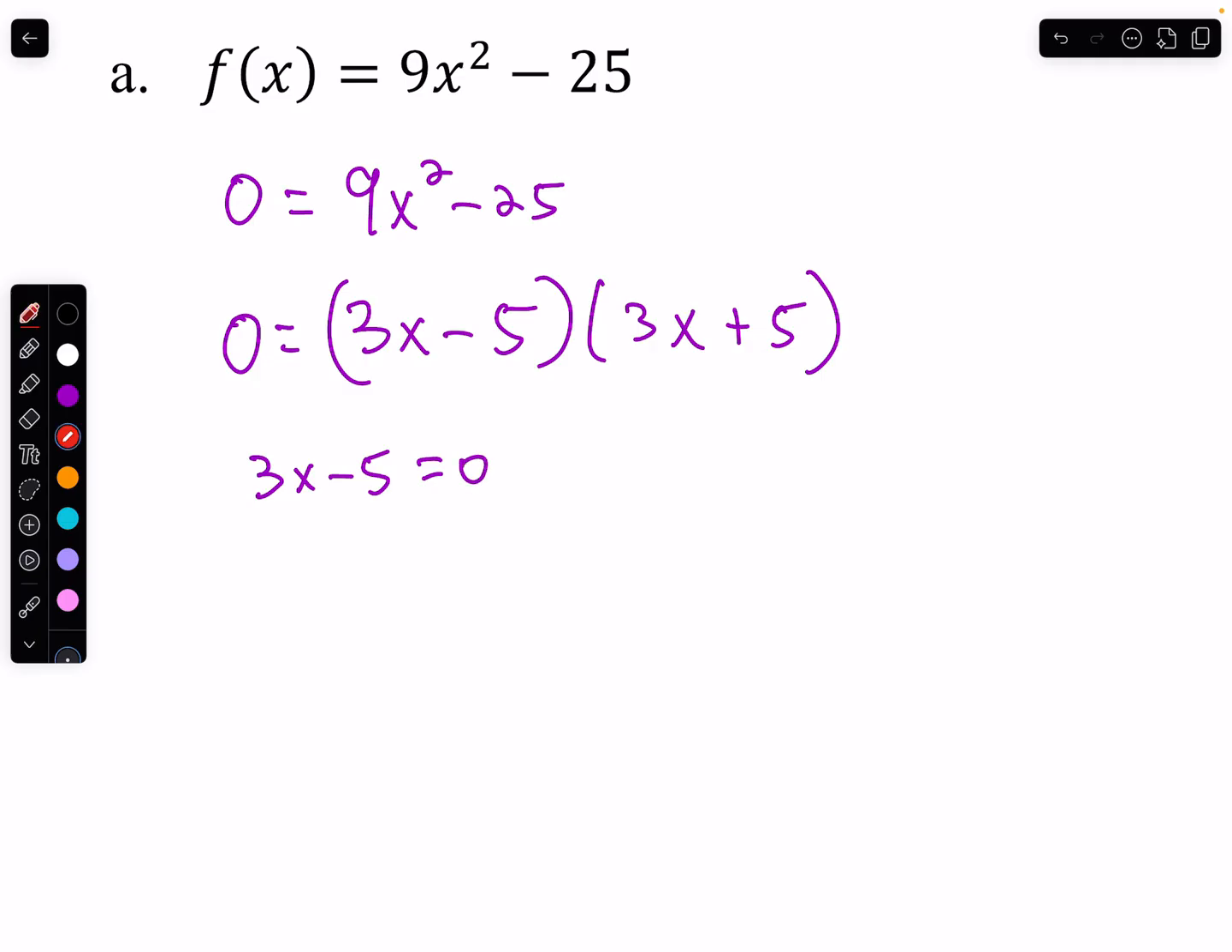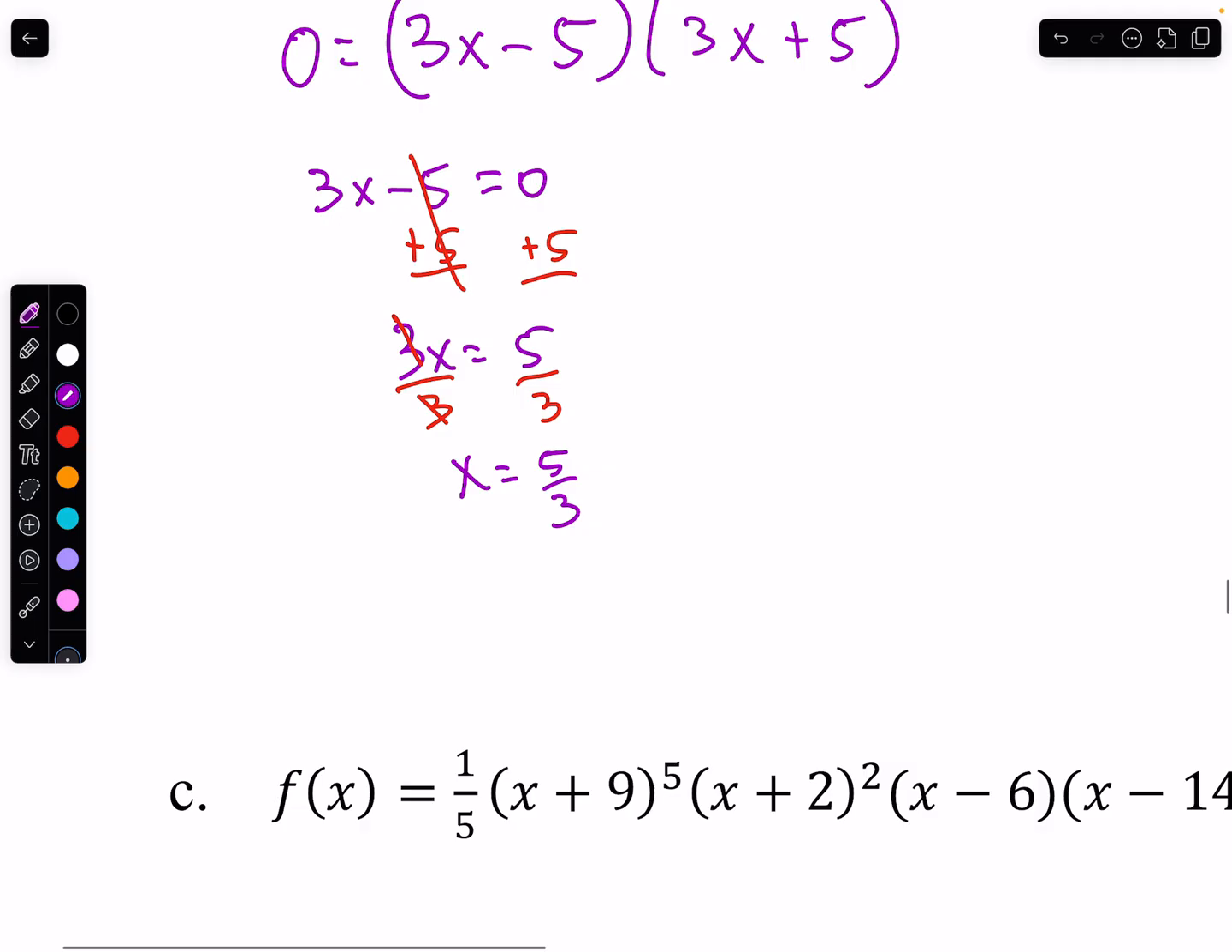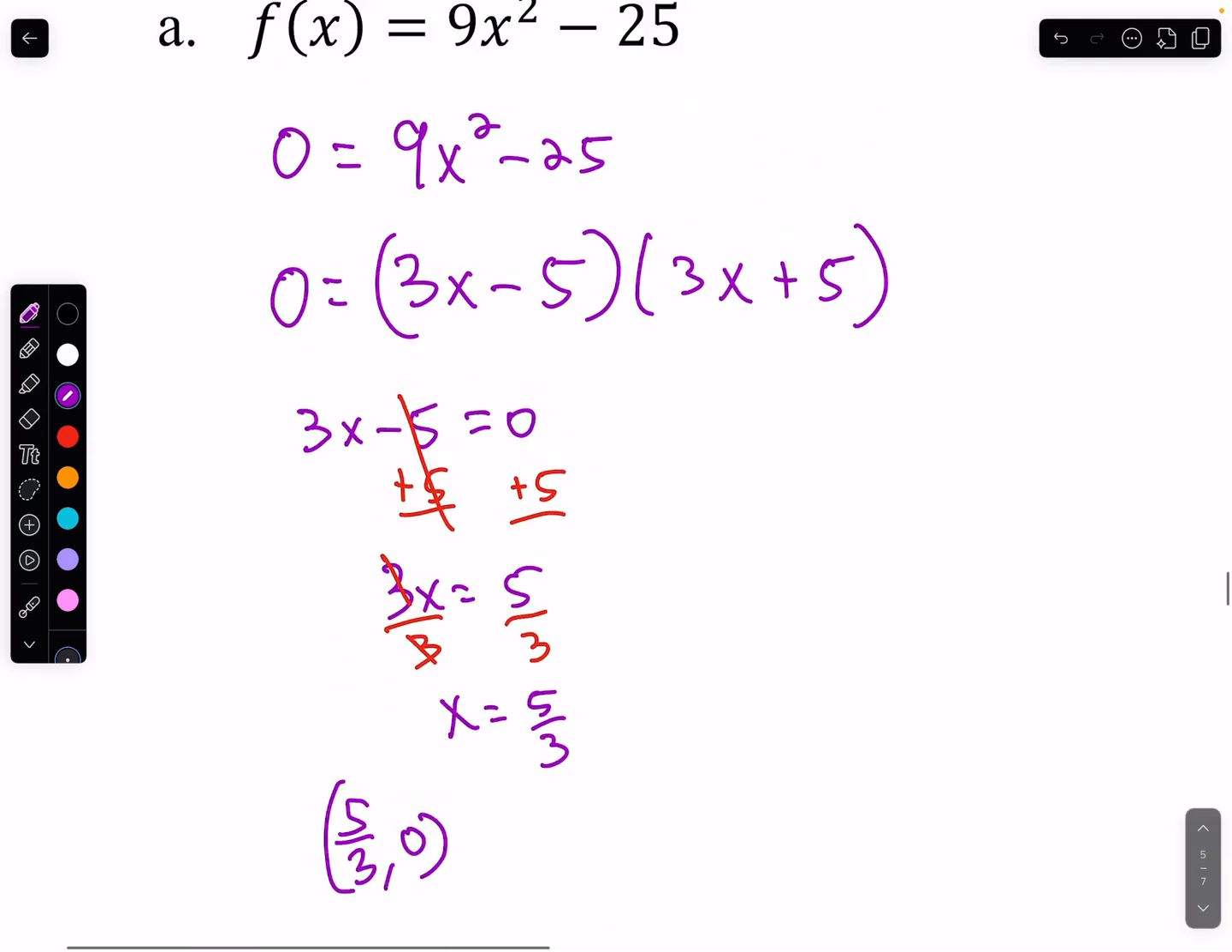On this factor, I'm going to add 5 to both sides, and I get 3x equals 5. Then I'm going to divide by 3 on both sides, and I get x equals 5/3. If you want the decimal, that's about 1.6 repeating. We're going to now write it as an x-intercept. So the x-intercept is (5/3, 0). That's our x-intercept.